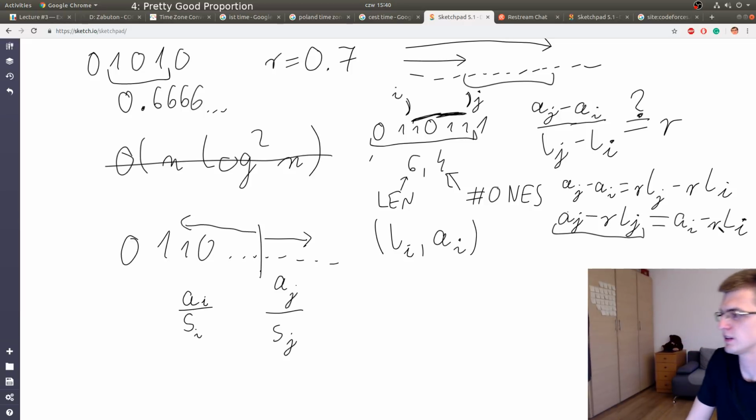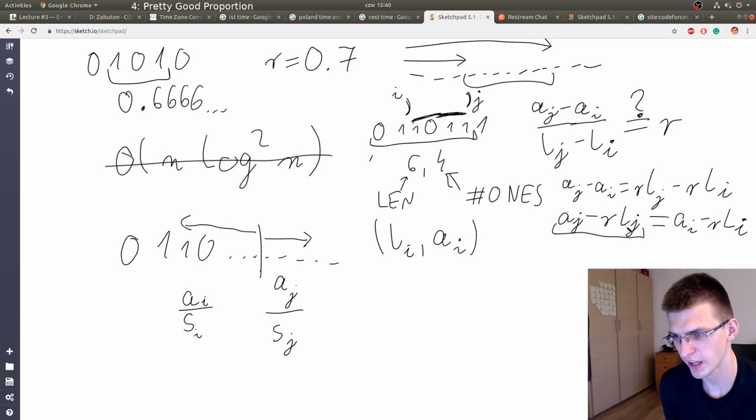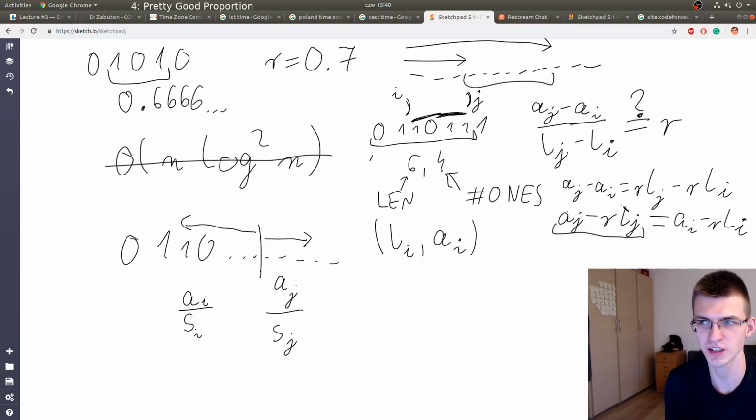Okay, and what about getting as close to r as possible? Well, some idea might be to just compute these values and choose two values that are as close to each other as possible. I'm not sure if it's correct. If it is, then we would have to prove it. But what I want to show you is some nice interpretation of that. It helps solving a bunch of problems.